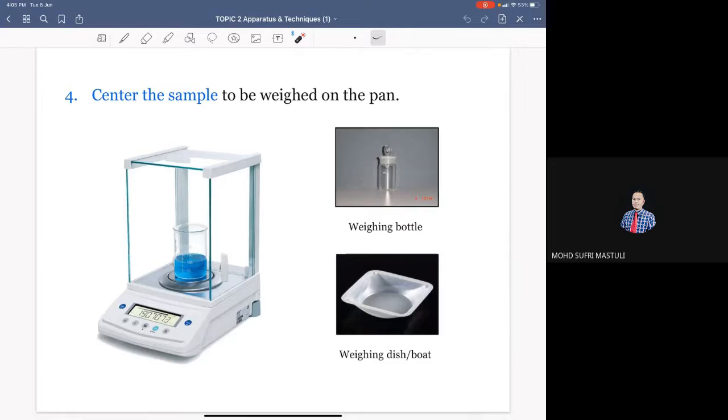Or we can use another weighing apparatus like weighing bottle or weighing dish or also weighing boat. But sometimes when we want to measure the mass of the solution, we are going to use a beaker.